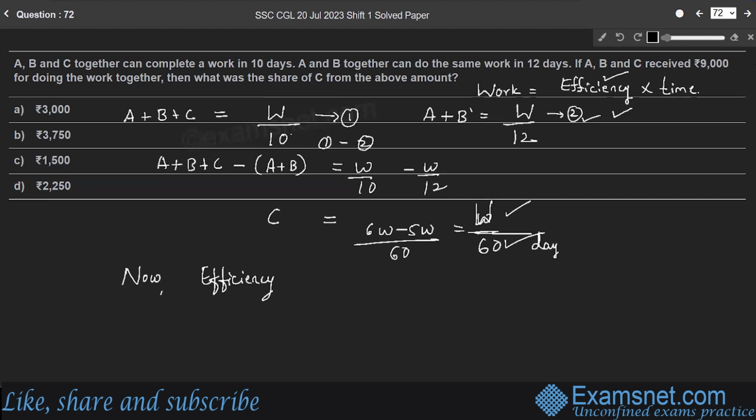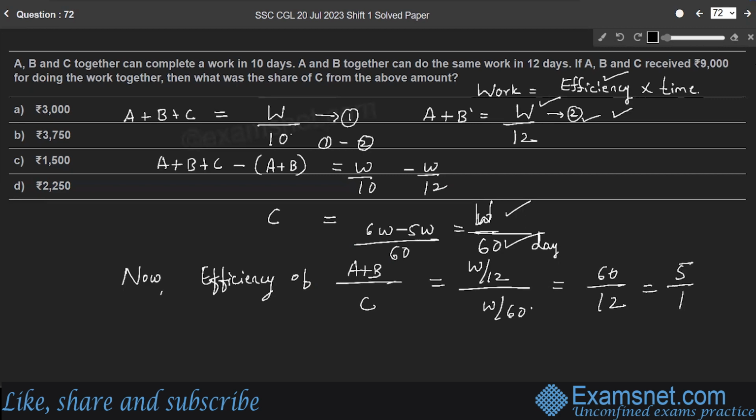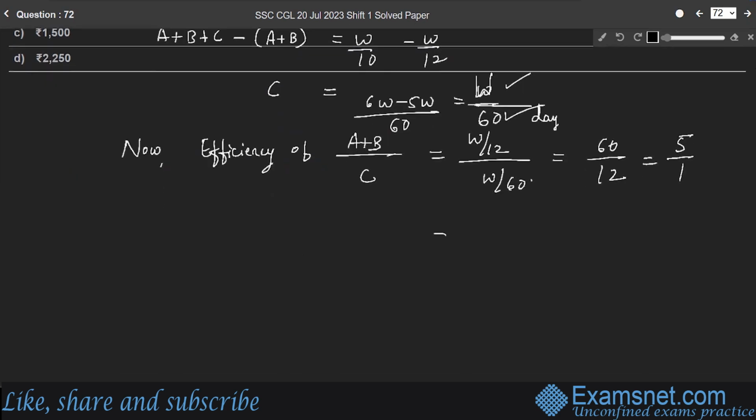So efficiency of A plus B to C, right? A plus B, their efficiency is W by 12. Efficiency of C is W by 60, right? W and W will get cancelled. 60 will go to the numerator. So it is 60 by 12. So 12 into 5 is 60. Therefore, their efficiency ratio is 5:1. That means A and B together are more efficient than C, right?